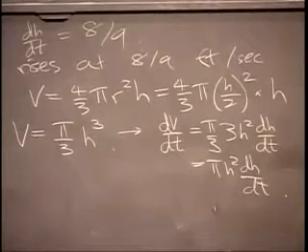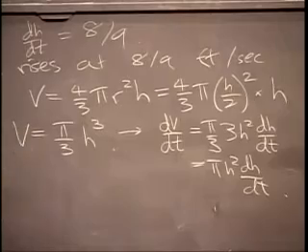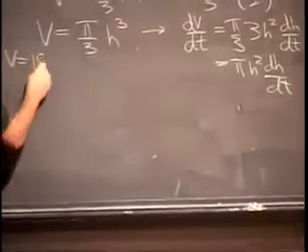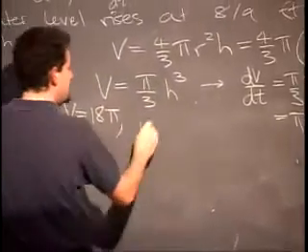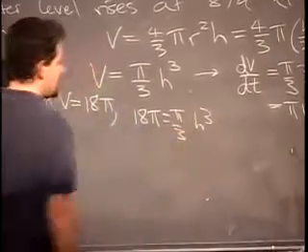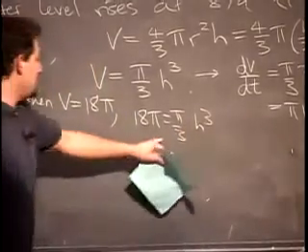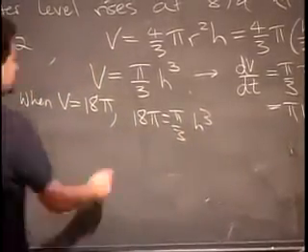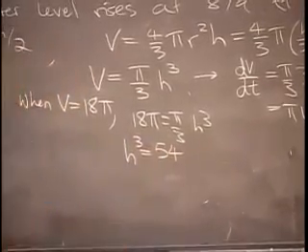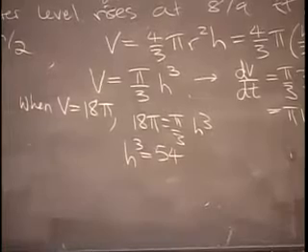Again, we still need to solve when V is equal to, what was it, 18 pi? We have 18 pi is pi over 3 h cubed. And if you work this out, 3 18s are 54. So h cubed is 54. That doesn't sound right.